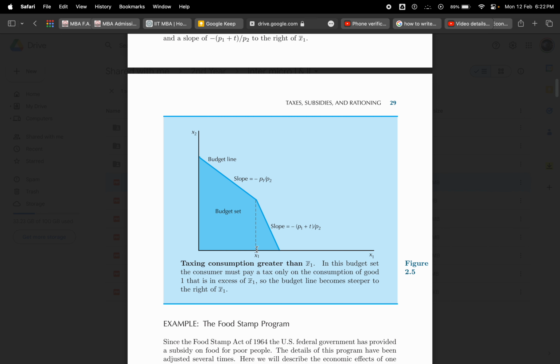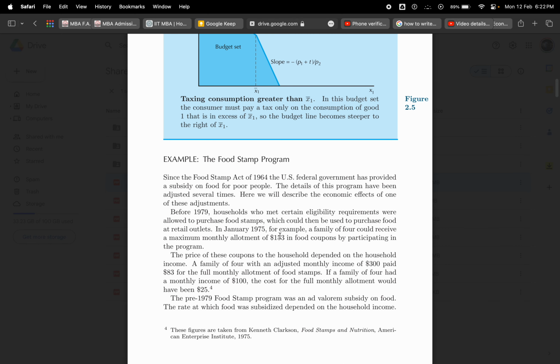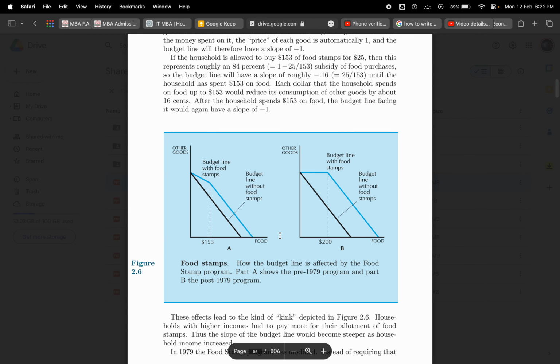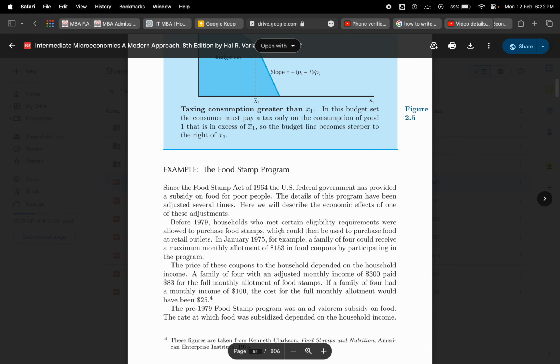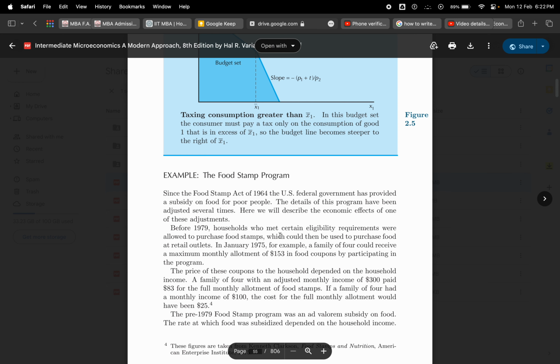Okay, if the person consumes more than this amount, which is the ration, then there will be a tax. So there's a different slope for that line. Okay, makes sense. Makes sense.